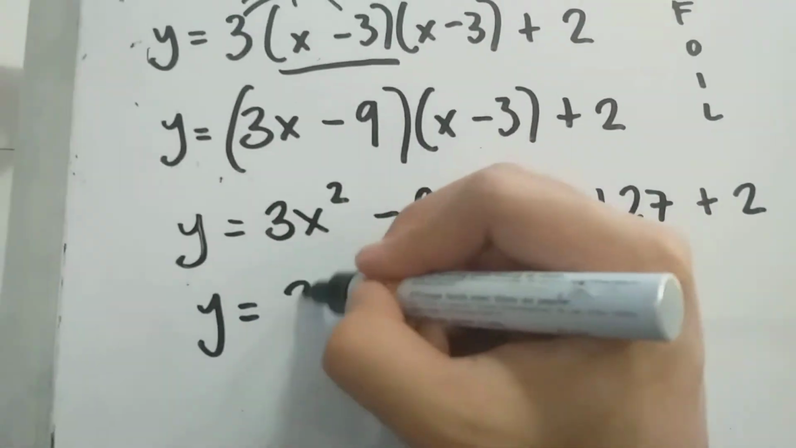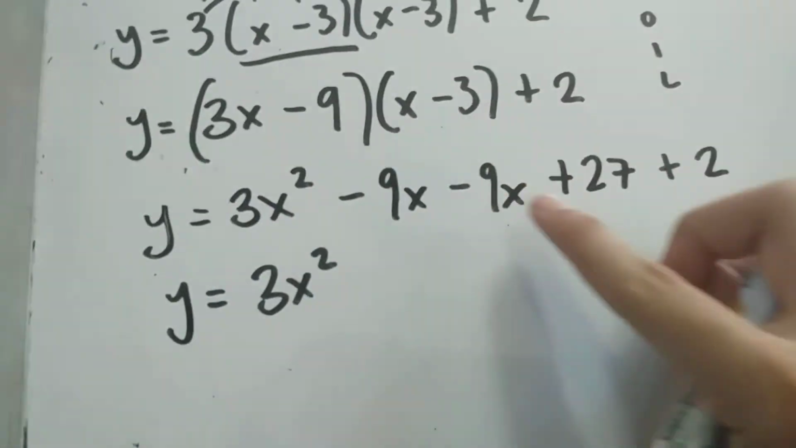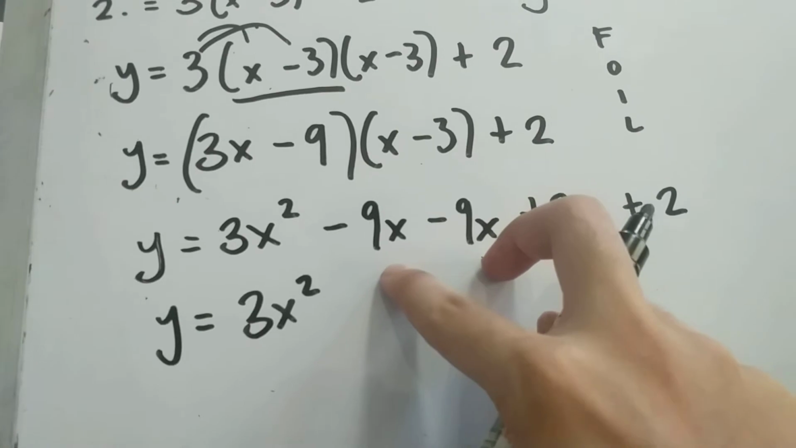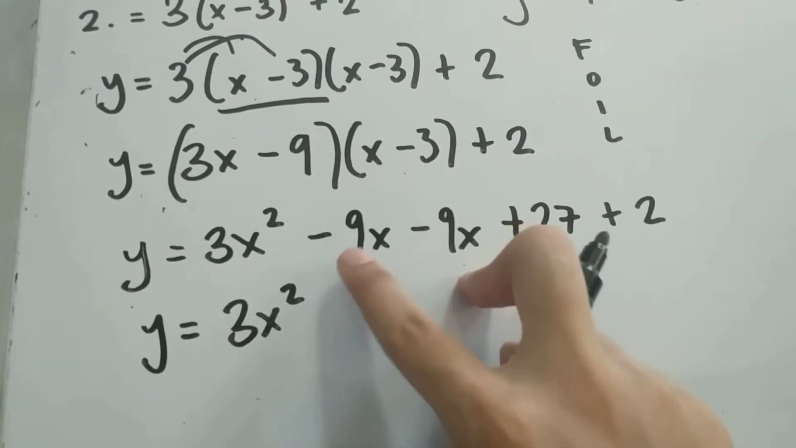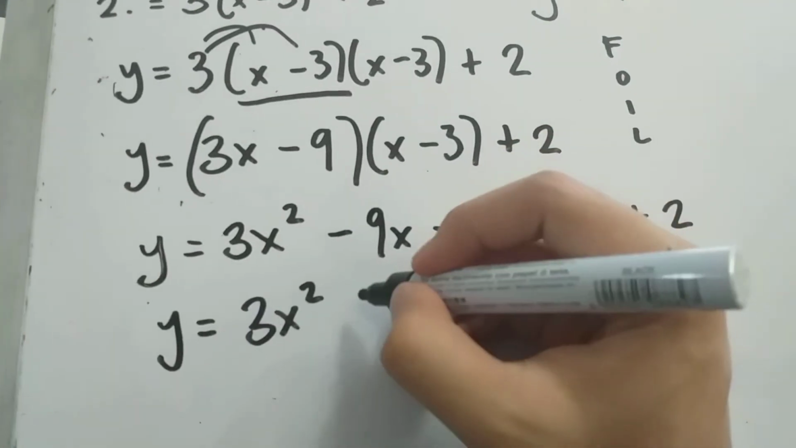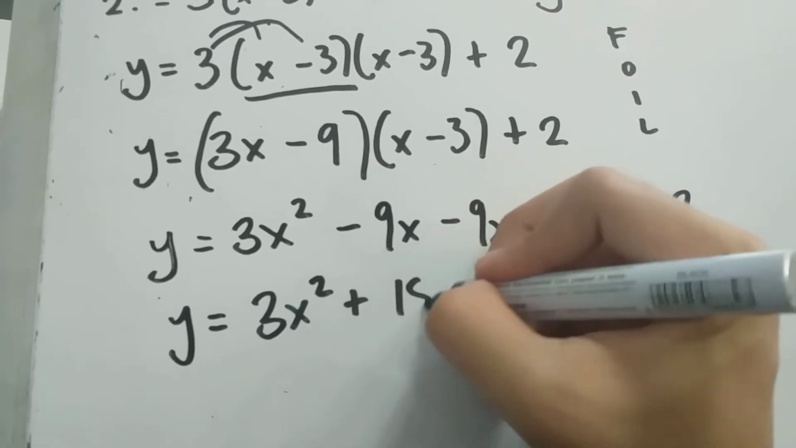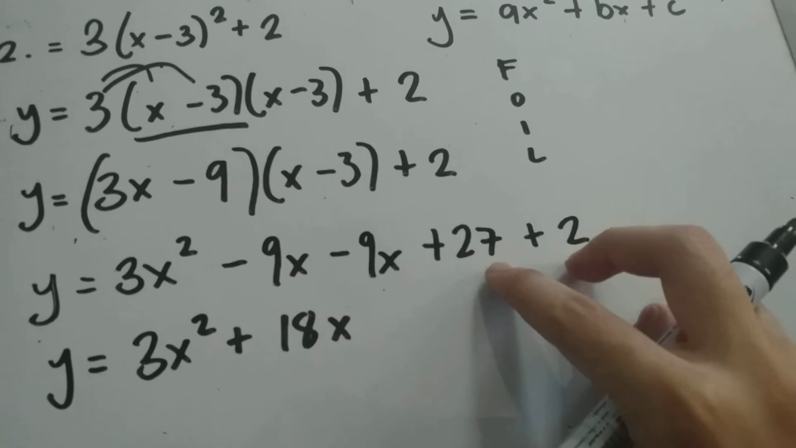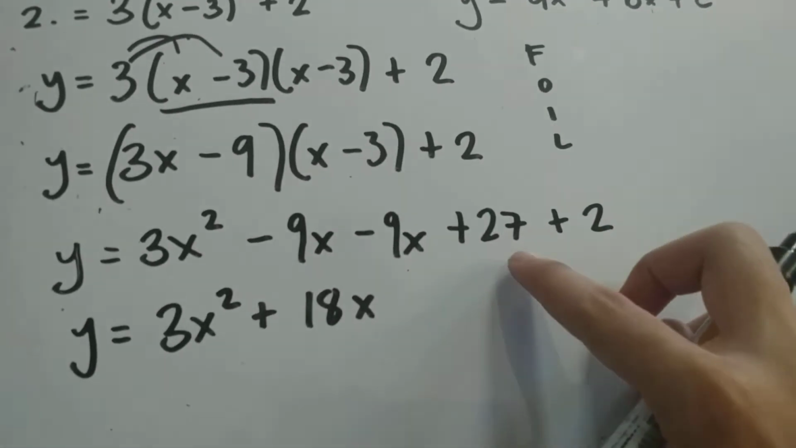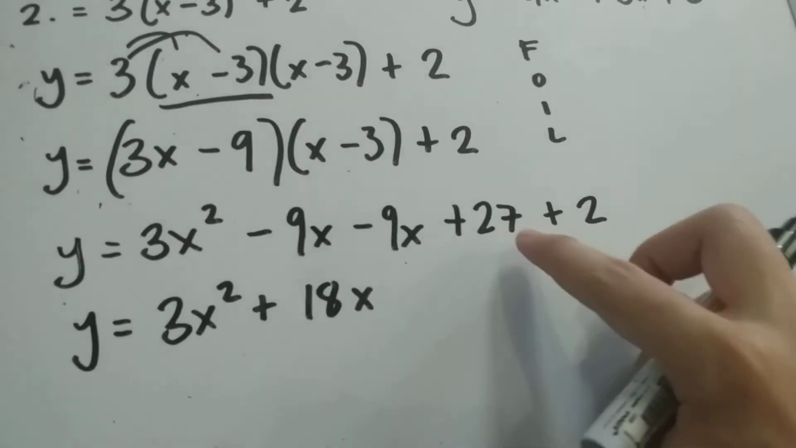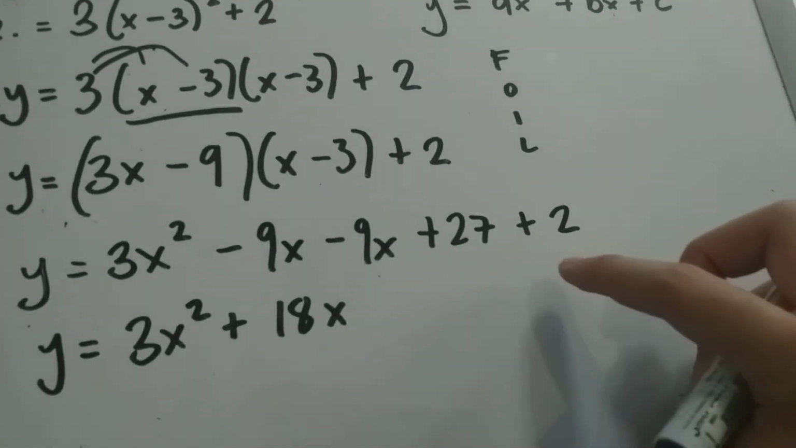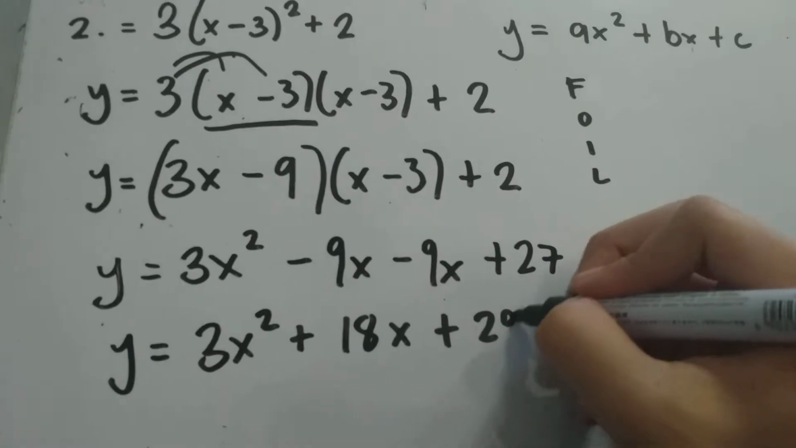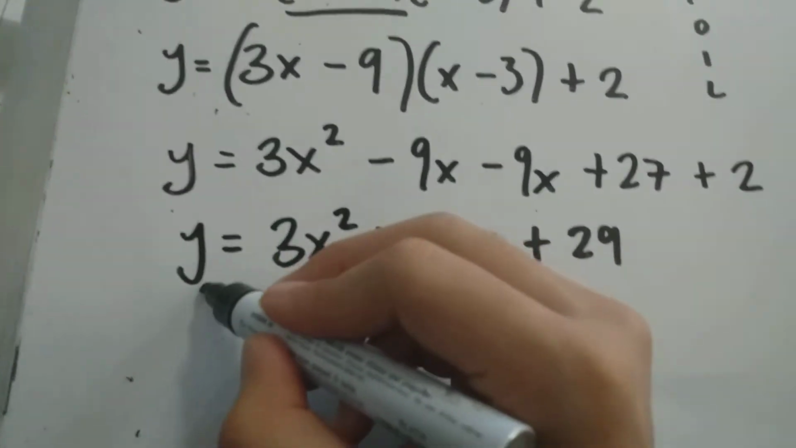You'll get 3x squared only because there is no other x squared in the equation. Then because there are two x terms, you combine them. You get negative 9 plus negative 9, which becomes negative 18x. Then combine the two like constants. They're like terms because they don't have an x or an x squared. They're just numbers. So 27 and 2, you'll get 29. And here's your answer right here.